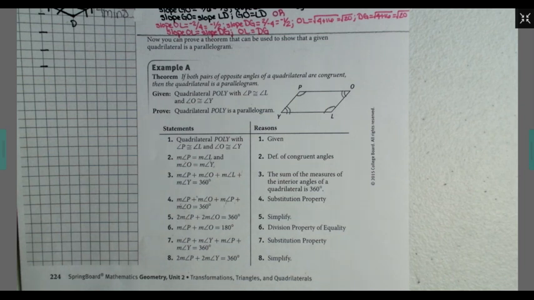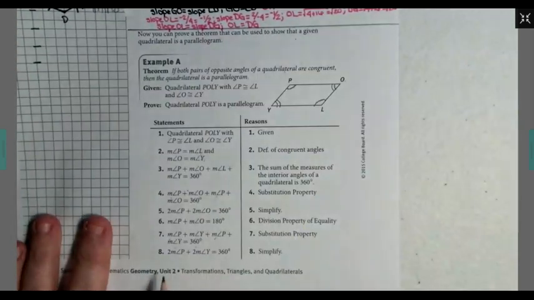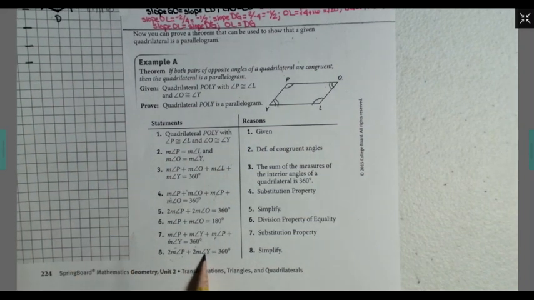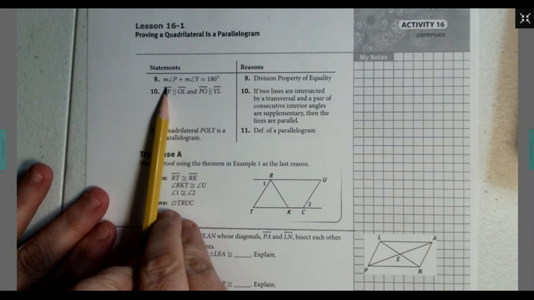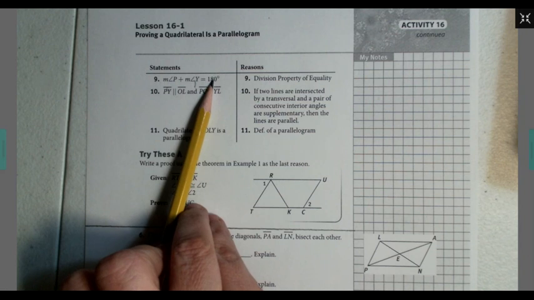This time I went back and I substituted the other way. I said the measure of angle P plus the measure of angle Y plus the measure of angle P plus the measure of angle Y equals 360. Okay? Well, then I simplified. 2 of the measure of angle P's plus 2 of the measure of angle Y's equals 360. That gives me, whenever I use the division property, the measure of angle P plus the measure of angle Y equals 180 degrees.